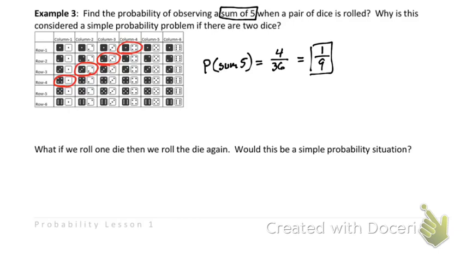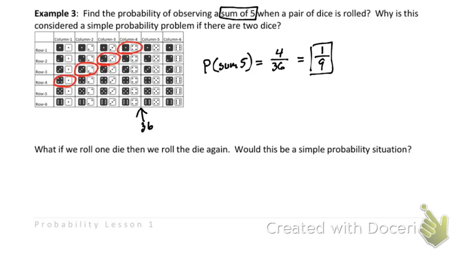It is kind of cool that this equals 36. And we're actually going to talk about that a little bit later. But basically, it has to do with you have 6 outcomes on the first die, 6 outcomes of the second die. So 6 times 6 equals 36.